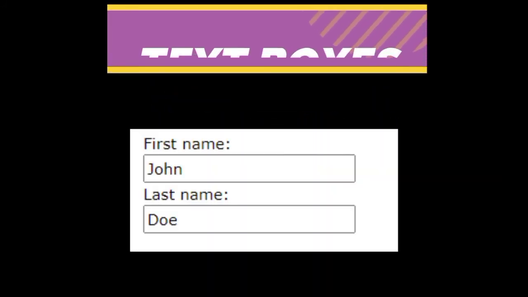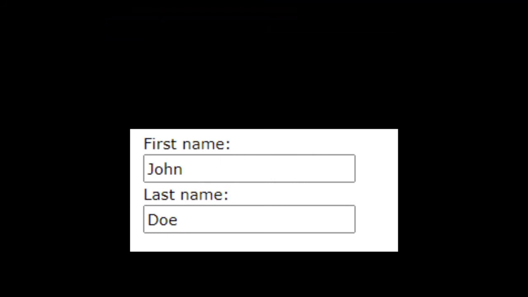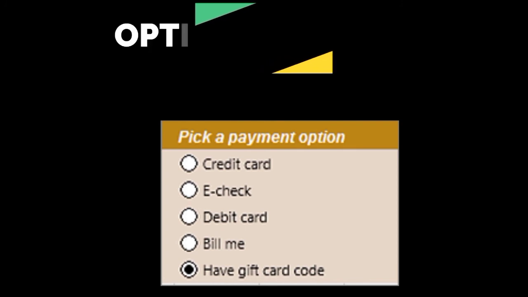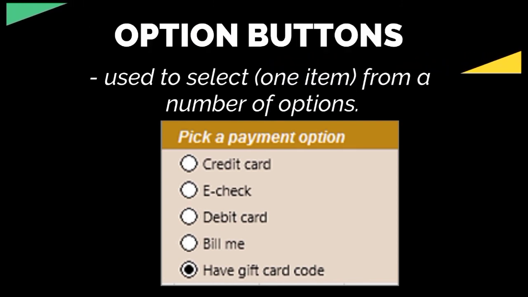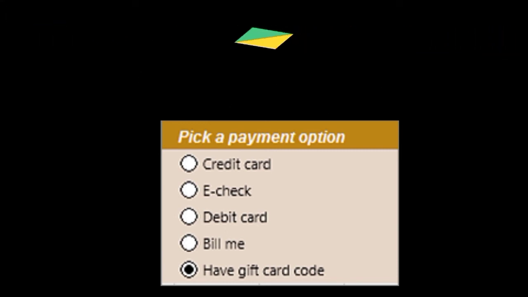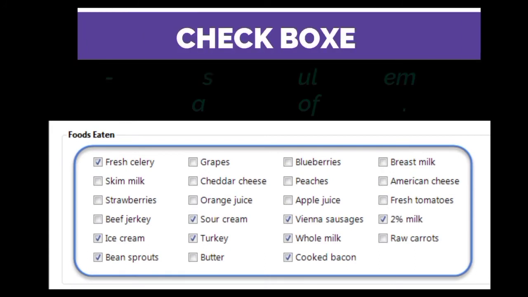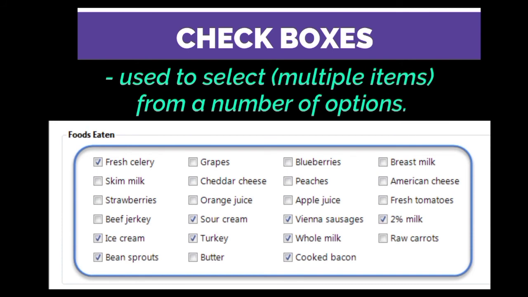First is text boxes, used to enter text using a keyboard. They are used when required to give details such as name, age, etc. Second is option buttons. It is used to select an item from a number of options. It is also called a radio button. Next one is check boxes. It is used to select multiple items from a number of options. It is used when more than one option is required.